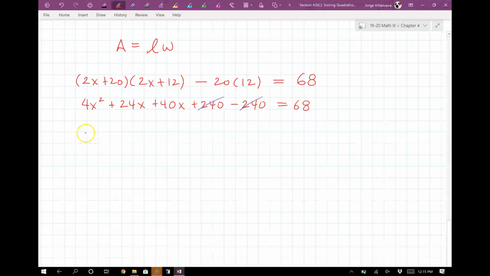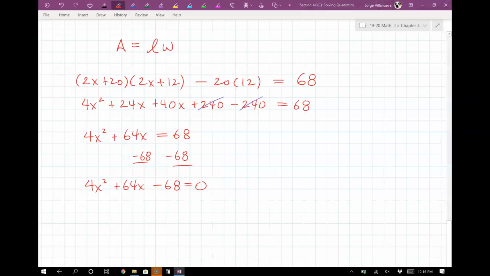So I have 4x squared plus 64x equals 68. But I'm not supposed to solve right now. It's supposed to be equal to 0. So let me subtract 68 on both sides. Okay, so minus 68, we can bring it over here. So 4x squared plus 64x minus 68 equals 0.